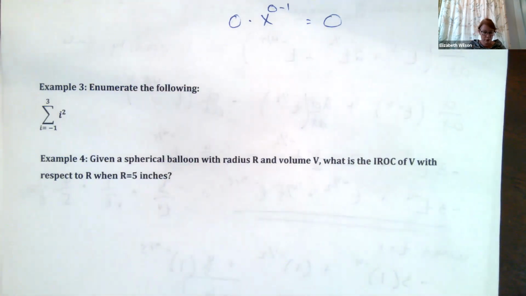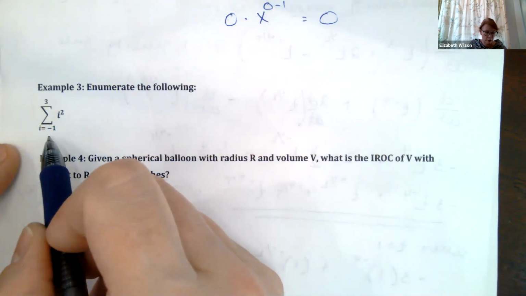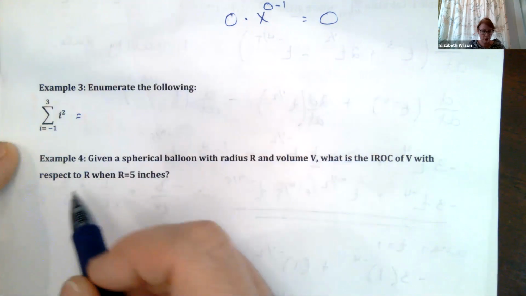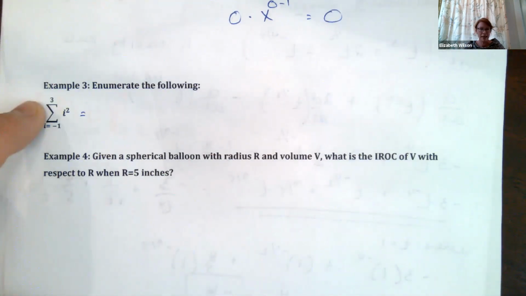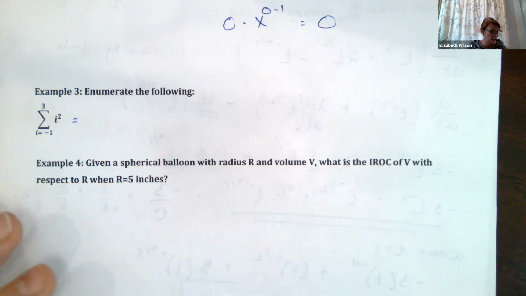We're going to enumerate it. So we're going to start, right? We're going to basically loop through all of our different i values. So -1, 0, 1, 2, and 3, right? So I'm counting up, starting at -1. These are integers, so I increment by 1 each time.